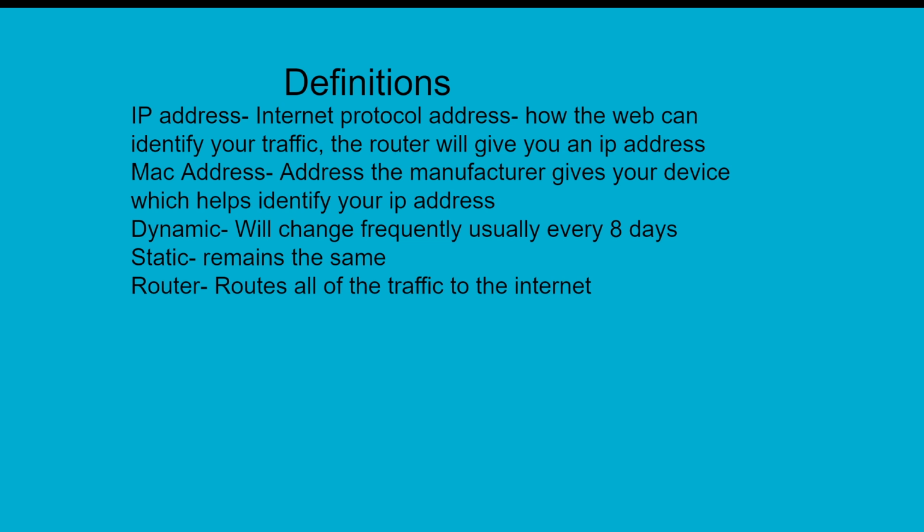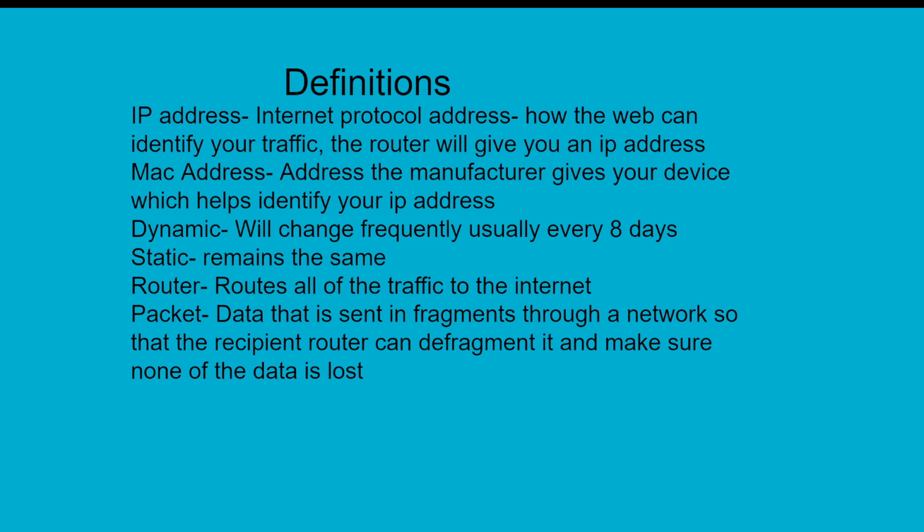Now, a router will route all of our traffic for the internet through our internet service provider and grab any information and data we need from the internet into our device. A packet is the data that is sent in fragments through a network, and it will be reassembled on the other side for the recipient, so that we make sure none of the data is lost and we are not dropping any packets.